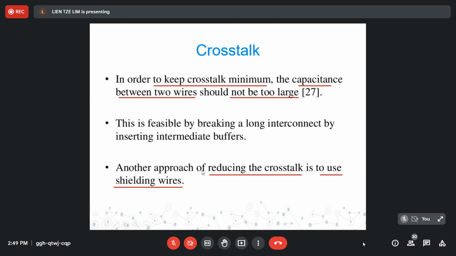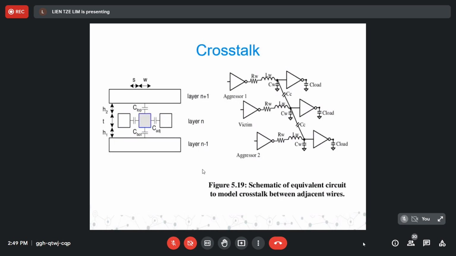Another approach of reducing the crosstalk is to use a shielding wire. This is Figure 5.19, which shows the schematic of an equivalent circuit to model the crosstalk between adjacent wires. Here you see a wire and an inverter, and at the output of the inverter, there is a resistance, inductance, and capacitance. There are three different lines here. This line acts as an aggressor, this is the victim, and this is an aggressor.